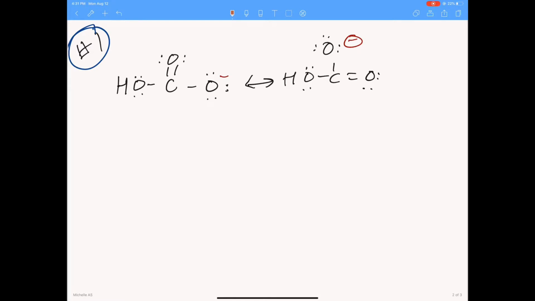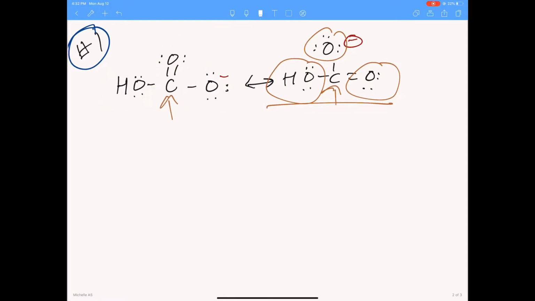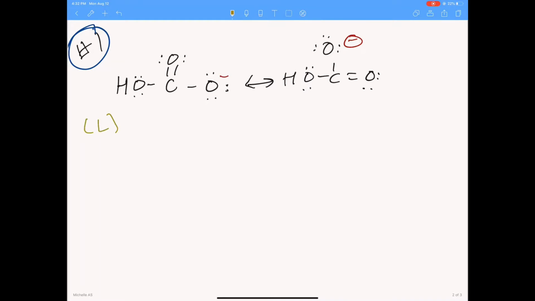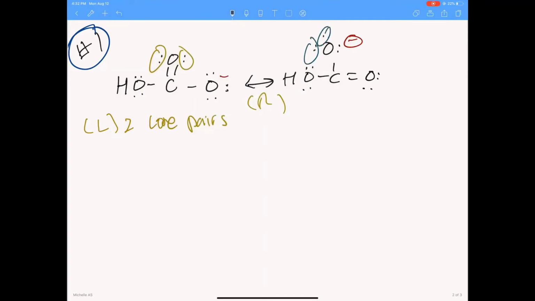In this example, I drew out two structures. They have the same molecular formula and the same arrangement of atoms. So as you can see, we do have two alcohol groups, as well as two oxygens and one center carbon. On my left and the right, we can see that on the left side, there's two lone pairs, versus on the right, there's three lone pairs.